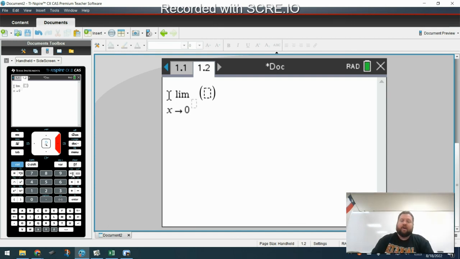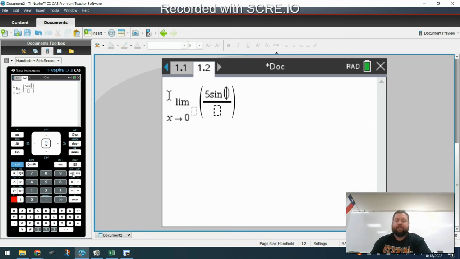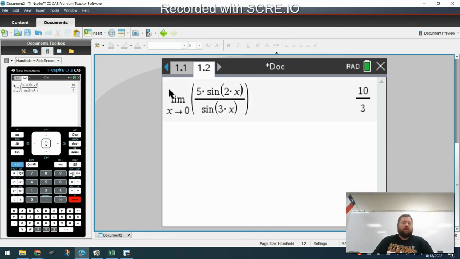I'm going to hit Control divided by, and we have 5 sine of 2x. Then on the bottom, we have sine of 3x. And there you go, it evaluates to 10/3.